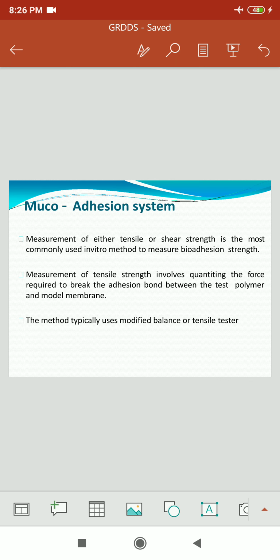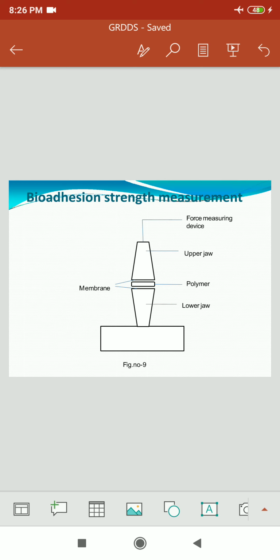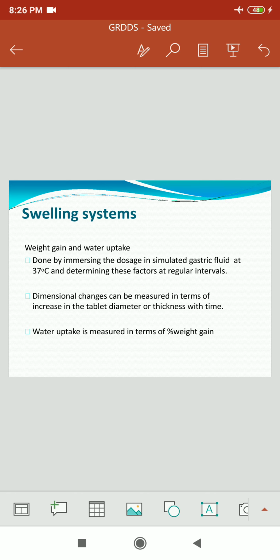Mucoadhesion: tensile strength is measured to detach the device from the membrane. The force is measured here. The lower jaw and upper jaw hold the membrane, and that membrane binds with the dosage form, meaning polymer plus drug dosage form, and after that we measure the force required to detach both jaws.